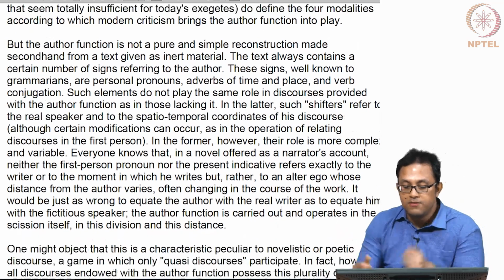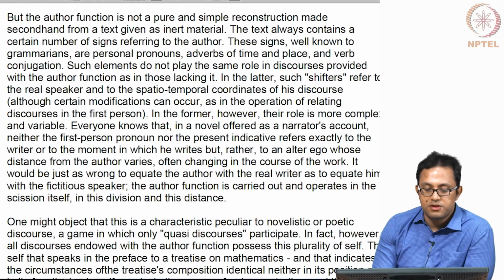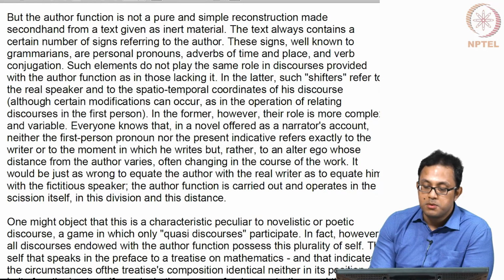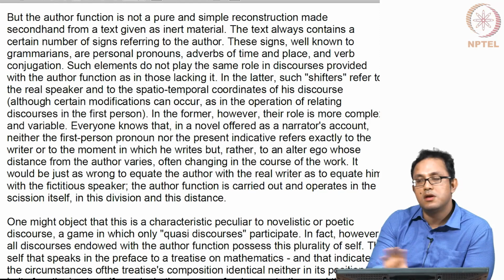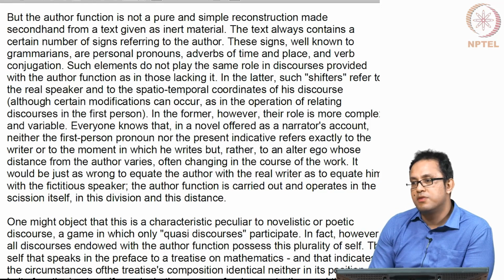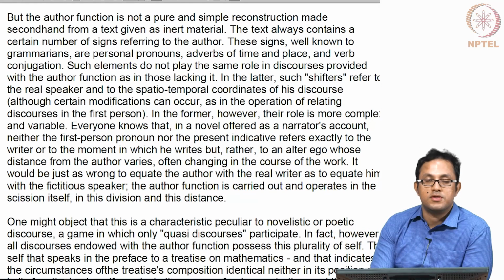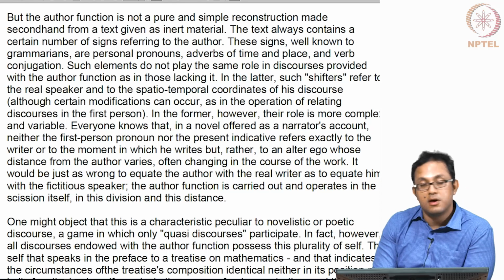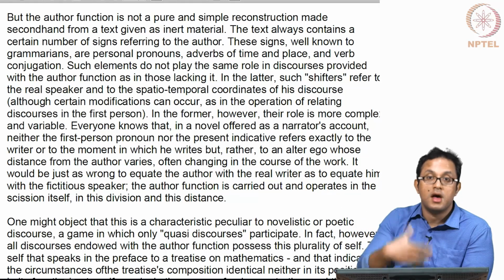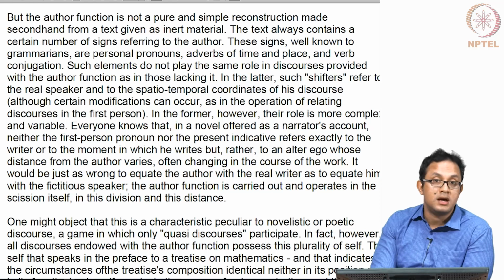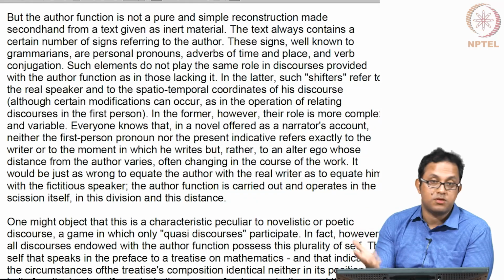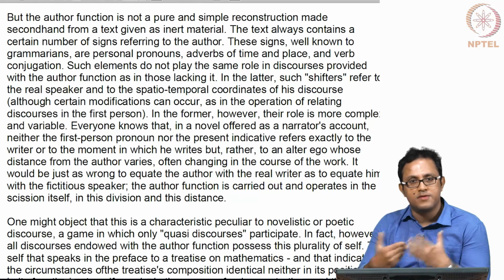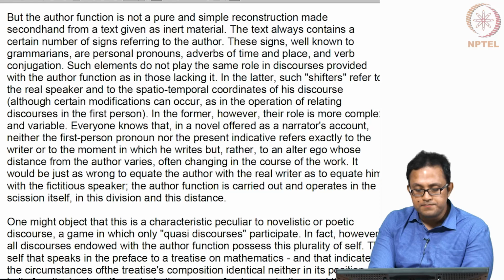Everyone knows that. In a novel offered as a narrator's account, neither the first-person pronoun nor the present indicative refers exactly to the writer or to the moment in which he writes, but rather to an alter ego whose distance from the author varies, often changing in the course of the work. So we're looking at this very modern or postmodern difference between the author and the narrator. We know today, for instance, that in any sophisticated literary criticism, the idea of the narrator becomes more important, often at a distance from the author. The narrator, the I, the speaking voice becomes a character, sometimes unreliable, sometimes deliberately unreliable, as in postmodern literature. But that distance between the author and the narrator keeps changing all the time. That's something that Foucault is examining here.